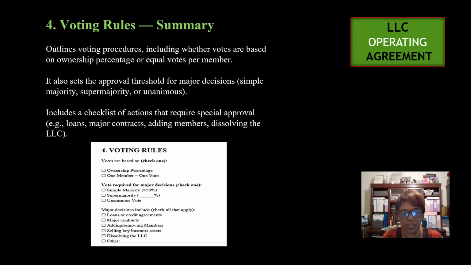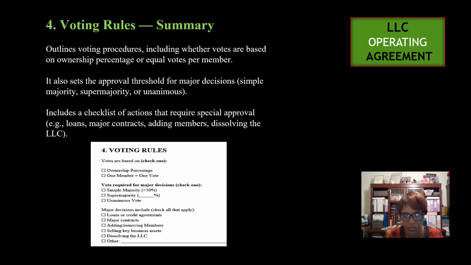Okay, number 4, your voting rules. It outlines the voting procedures, including whether votes are based on ownership percentage or equal votes per member, and it sets the approval threshold for major decisions. And it also includes the checklist of actions that require special approval.